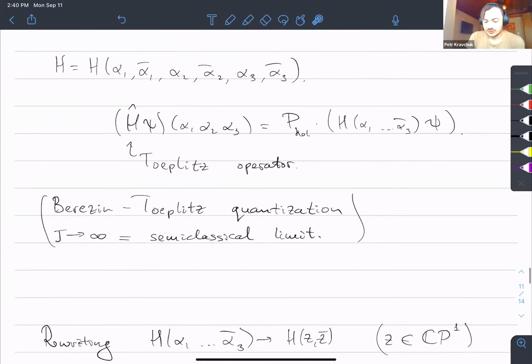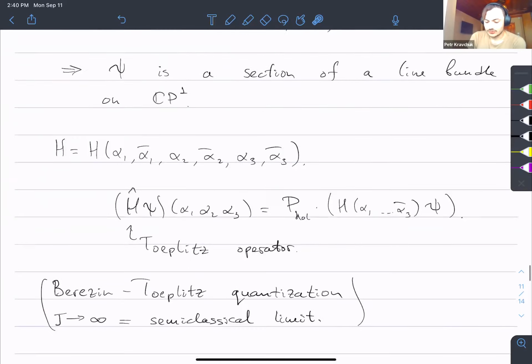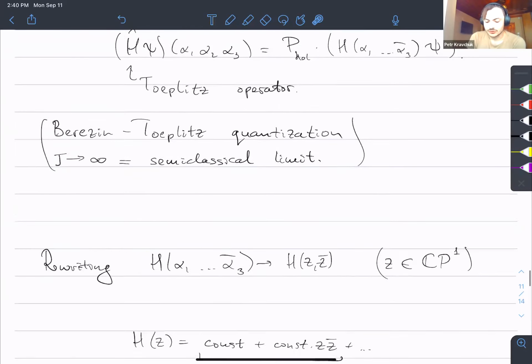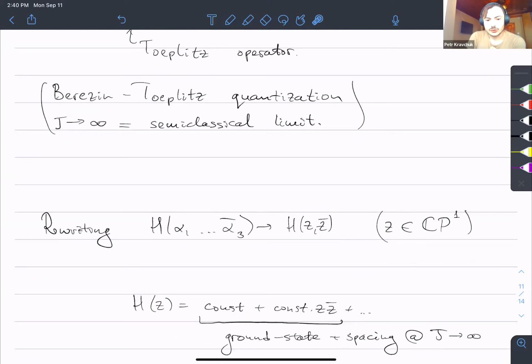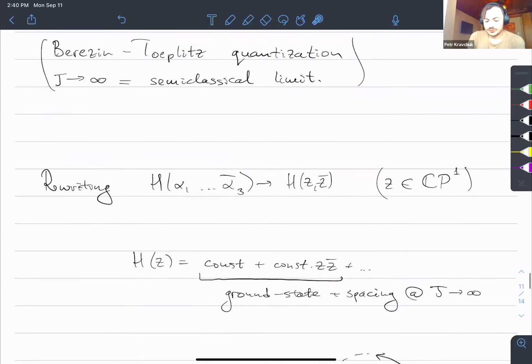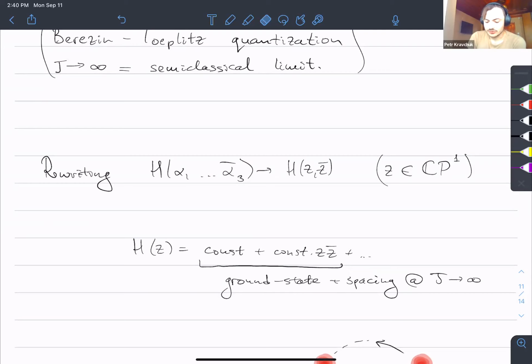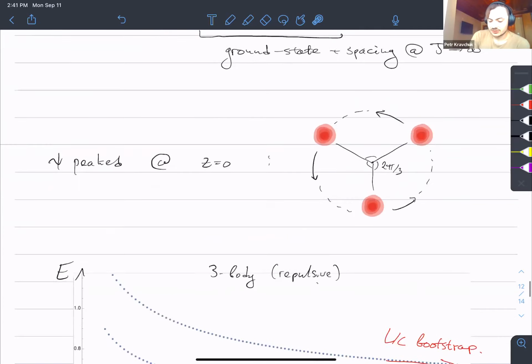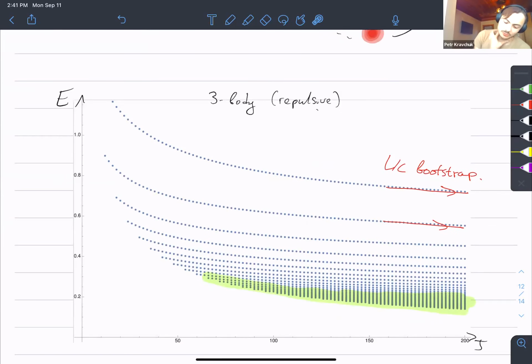But in the end, if you choose nice coordinates in the CP1 and reduce your Hamiltonian to a function of this coordinate, then one thing that you can do is to choose this coordinate z, so that z equals 0 is the minimum of the Hamiltonian. And then you can expand around this minimum near z equals 0. You get some constant plus terms z times z bar. This actually is essentially a harmonic oscillator. And so it allows you to understand the spectrum of this three-body problem near the lowest energy state.